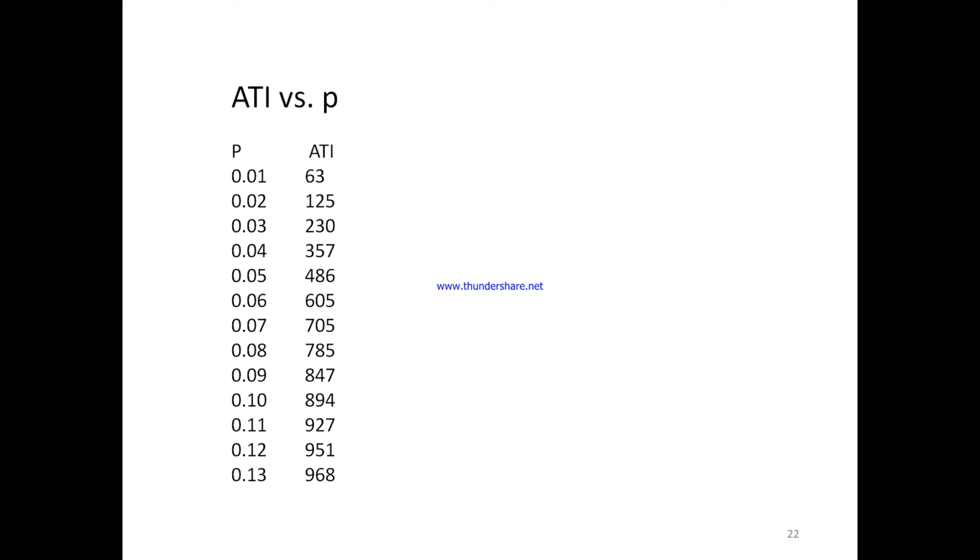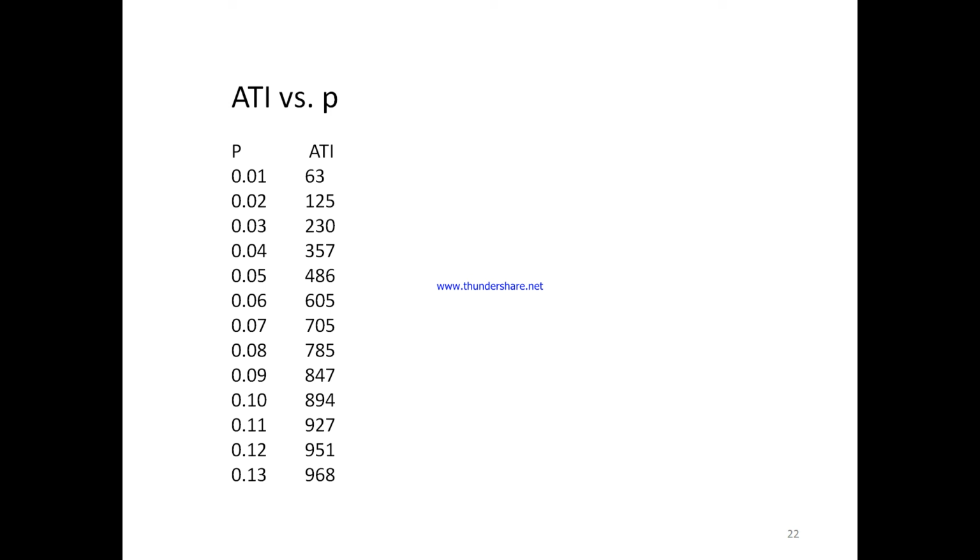Right? Okay. So in this case, we can again check what will happen if you draw a graph with the proportion of the defectives with the ATI value. So these are the ATI values and this is the proportion of the defectives. You can see when the proportion of the defectives are very high, on average, we have to inspect so many items.